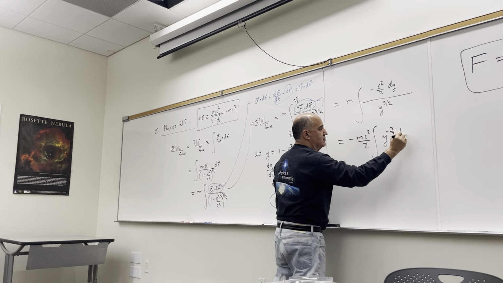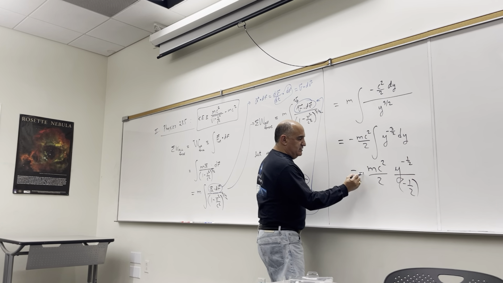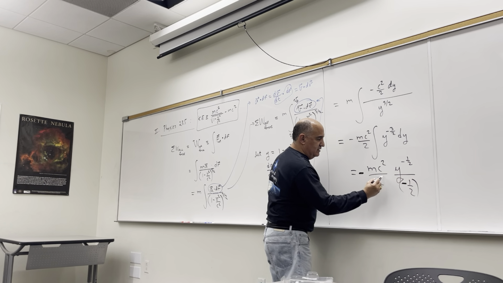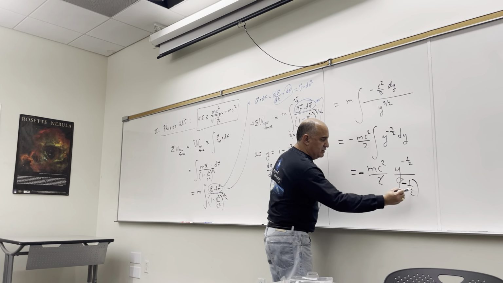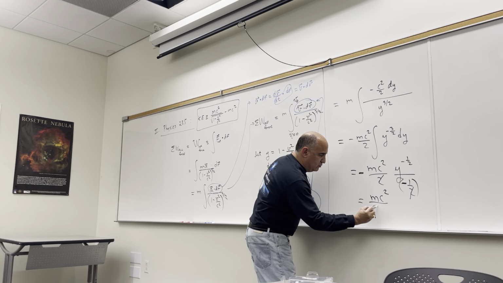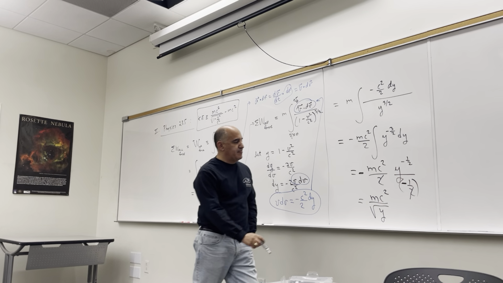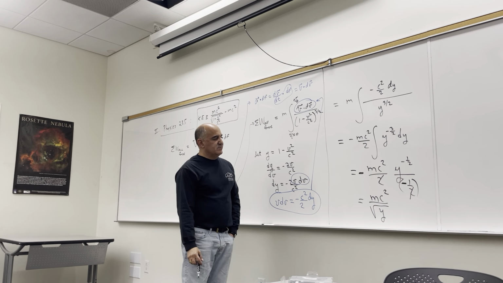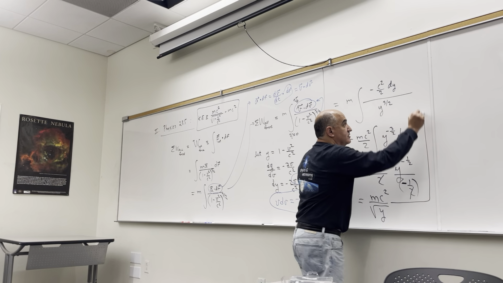And this is an elementary integral, right? Minus mc squared over 2. And that should be what? y to the minus 3/2 plus 1 is minus 1/2, over minus 1/2, correct? So this minus sign and this minus sign cancel. This 2 cancels that 2. And I just get mc squared, and then y to the minus 1/2 is just the square root of y. Right? So I'm going to continue here.